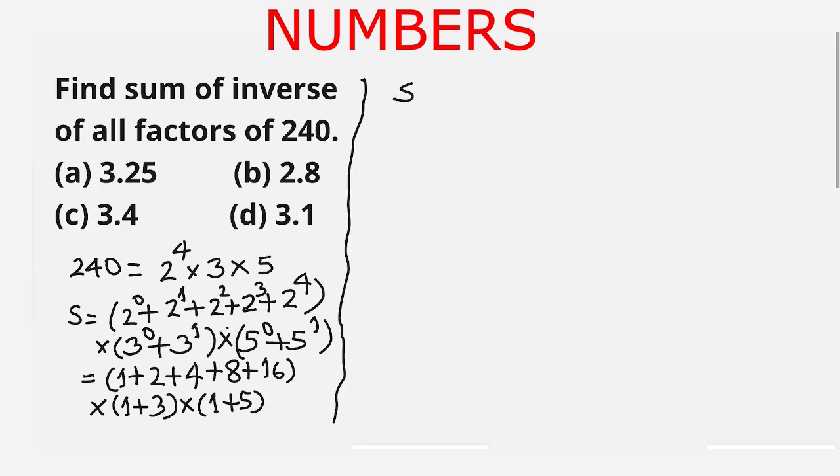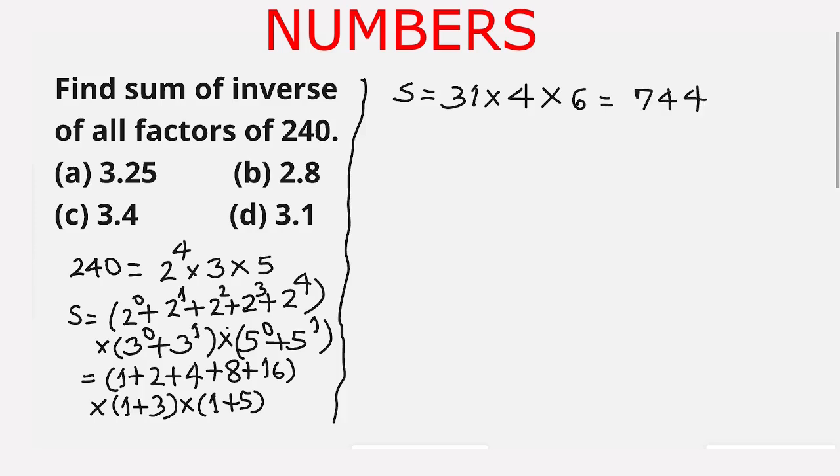This gives S equal to 1 plus 2 is 3 plus 4 is 7 plus 8 is 15 plus 16 is 31. So we write S equal to 31 multiplied by 1 plus 3 is 4 multiplied by 1 plus 5 is 6. 31 multiplied by 6 is 186, and 186 multiplied by 4 is 744.